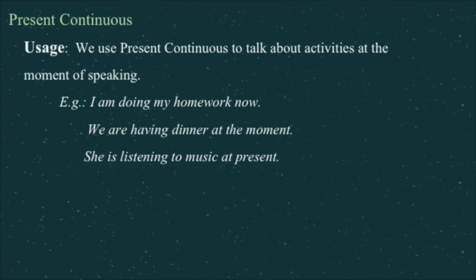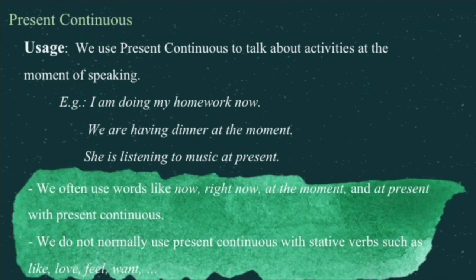For example, I am doing my homework now. We are having dinner at the moment. She is listening to music at present. And don't forget that we often use words like now, right now, at the moment, or at present with present continuous. However, we do not normally use present continuous with stative verbs, động từ tình thái. Stative verbs are verbs used to express your feelings, những động từ bày tỏ cảm xúc, opinions, ý kiến, emotions, tình cảm, or thoughts, suy nghĩ.